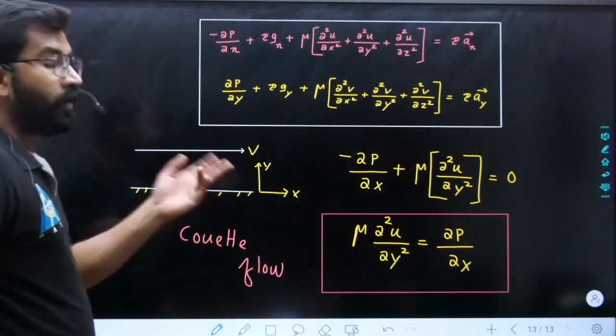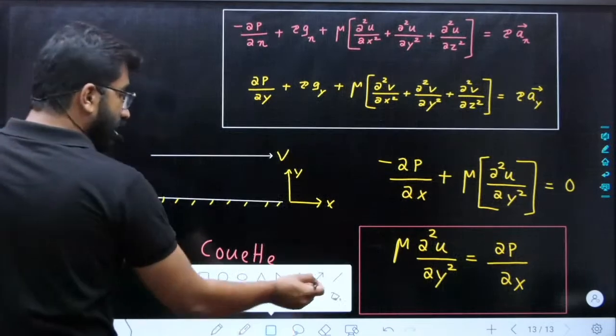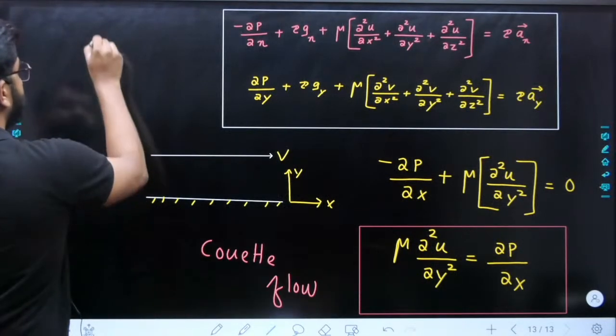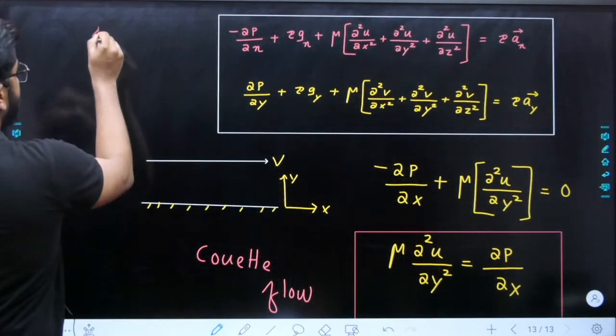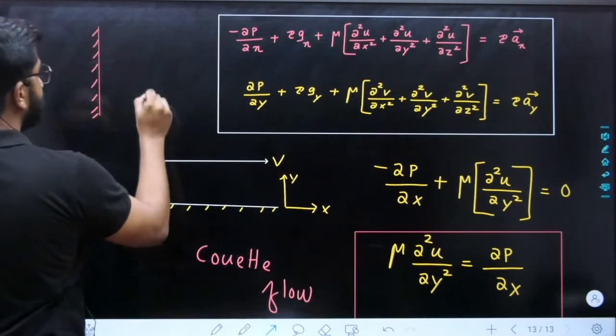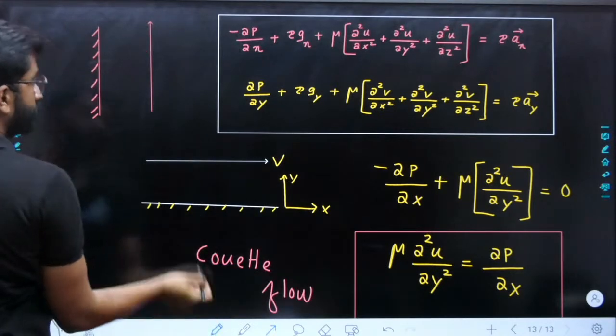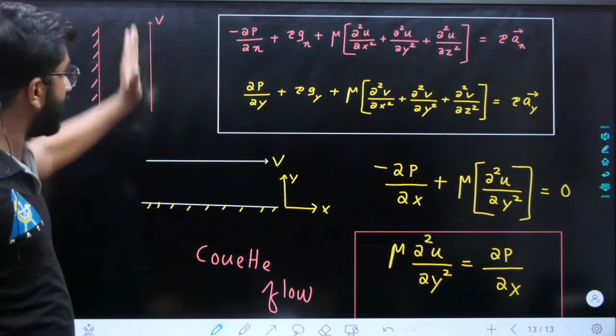Okay, so in your MACAB after this class, what you can go and check is in MACAB they have given this case: one plate is stationary here, and the other plate is moving in the upward direction with a velocity v. Left plate is stationary, right plate is moving up.